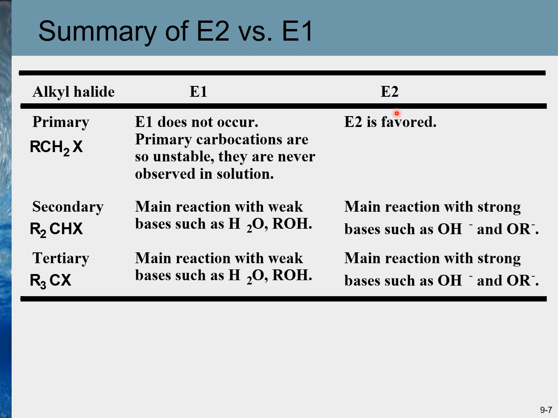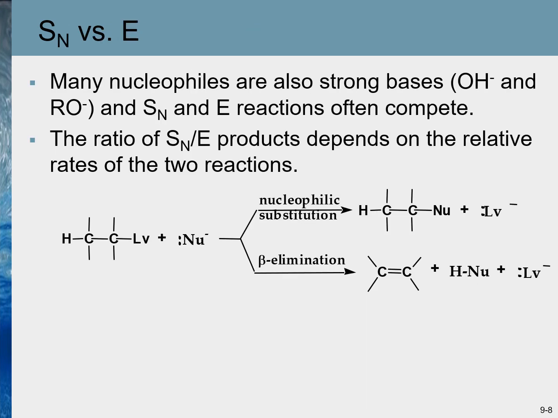But if we use a strong base such as hydroxide or alkoxide, then E2 reaction will be favored in both secondary as well as tertiary haloalkanes. As we know that many nucleophiles are also strong bases. As a result, they may cause a nucleophilic substitution reaction, or they may also result in elimination reaction. So therefore, nucleophilic substitution and beta elimination reactions often compete with each other. The ratio of the products formed by these reactions depends on the relative rates of the two reactions.